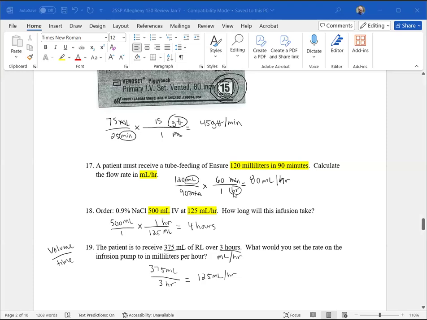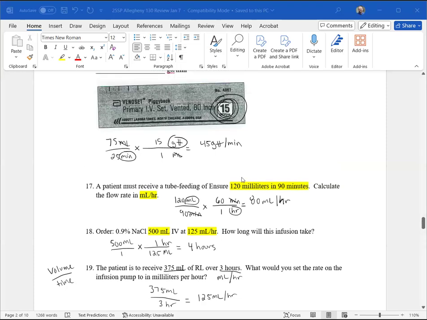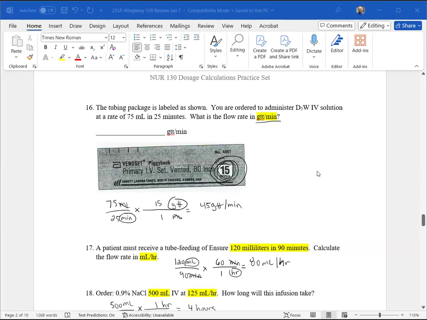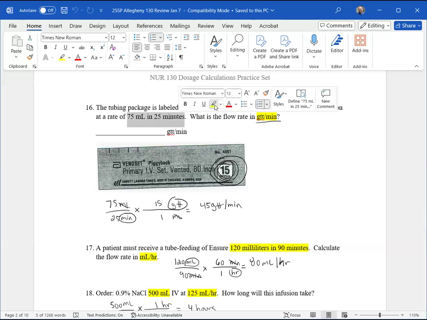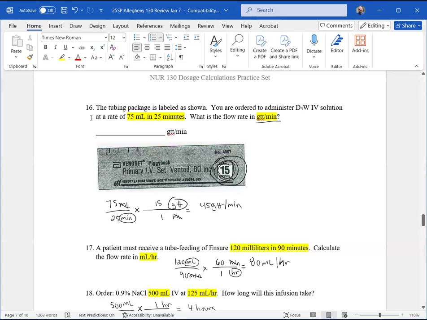The next set of questions dealing with flow rate is what's called drop rate. When we calculate drop rate, we need two pieces of information. We need the flow rate, the volume over time, and we need a drop factor. The flow rate is either going to be given to you in ml per hour, or it might be given to you in ml per minute. Like in this example, they tell you 75 milliliters in 25 minutes. So they give you that flow rate.